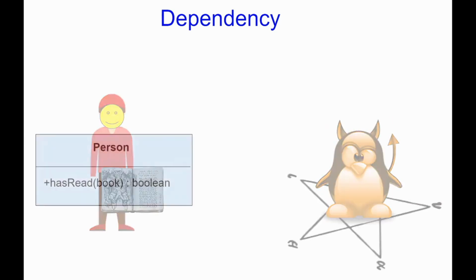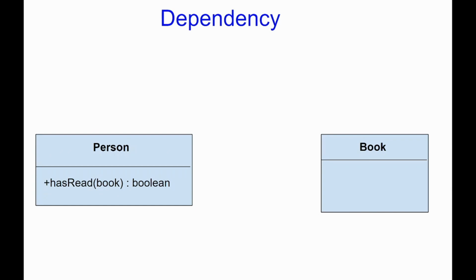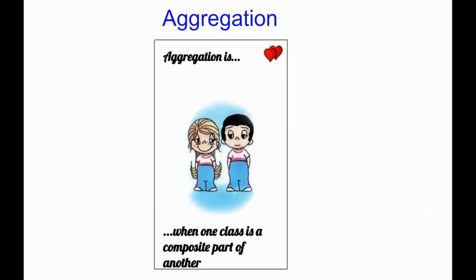For example, this person class has a hasRead method with a book as an input parameter, which returns true if, for example, the person has read the book. Dependency is drawn with a dashed line with arrowhead pointing towards the class on which the method of another class could depend. Aggregation. A special type of relationship between classes when one class is a composite part of another.